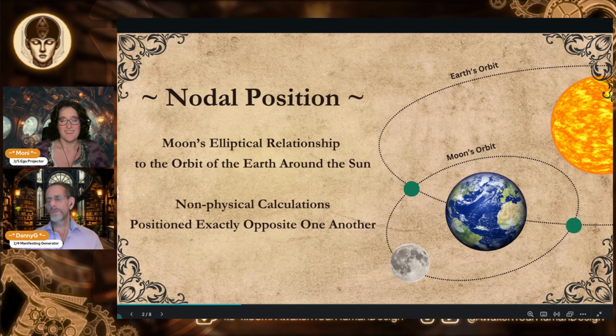Amazing. Yeah, and the nodes of the moon themselves, you're right, there are no physical nodes. They're not actually there. They're positions in space that apparently are literally on the poles of the moon.